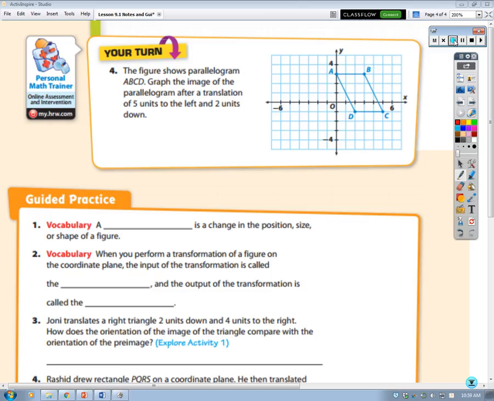So what we need to do in this your turn is, the figure shows a parallelogram ABCD. We need to graph the image of the parallelogram after a translation of 5 units to the left and 2 units down. So to do that, we are going to take each one of these points and translate them the number of given units, and then indicate that that is our new image and our new point. So we're going to take A, and we're going to translate it 5 units to the left and 2 units down. 1, 2, 3, 4, 5, and 1, 2 down.